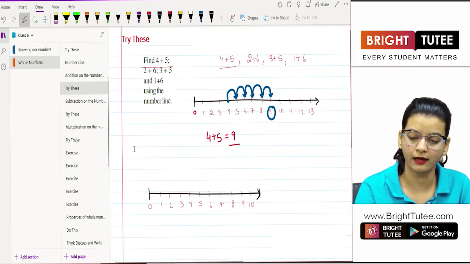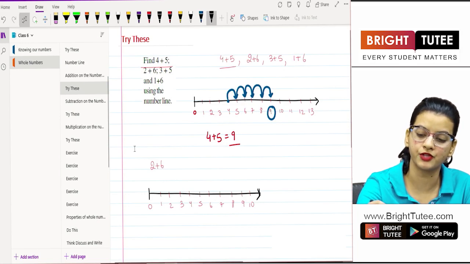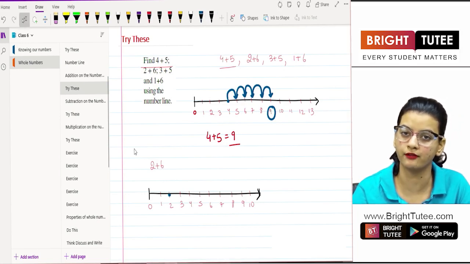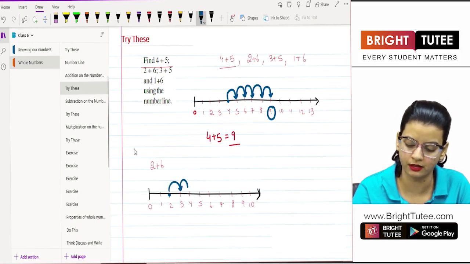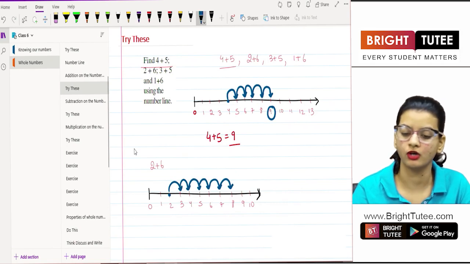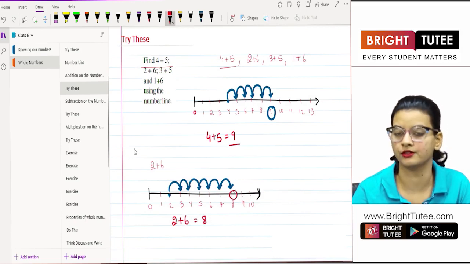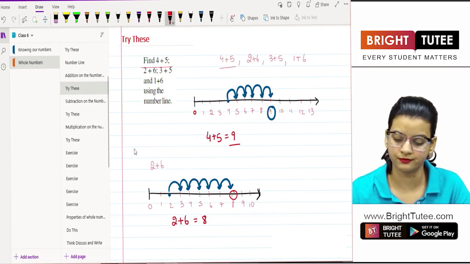So I have to calculate 2 plus 6. I will start the jump from 2. So I've got 2 over here. I will make 6 jumps from 2. I will make the first jump here. 1, this is 2, 3, 4, 5 and 6. So this is my 6th jump. So I've got 2 plus 6 is equal to 8. So my answer is 8. Let's continue with this.